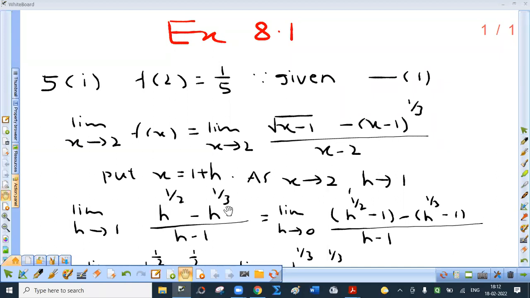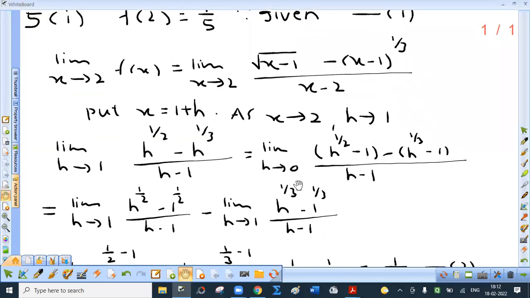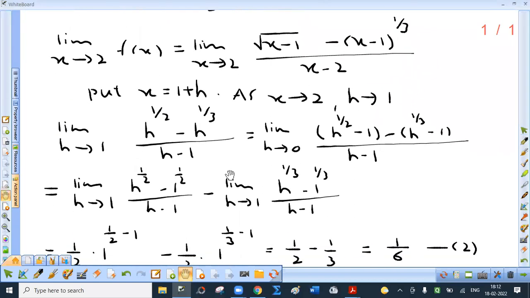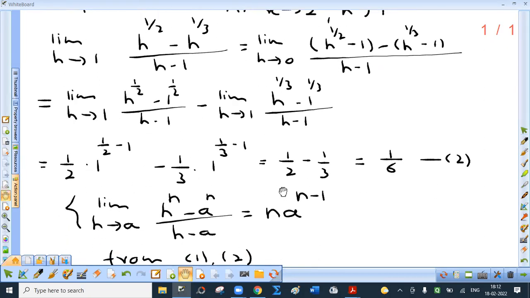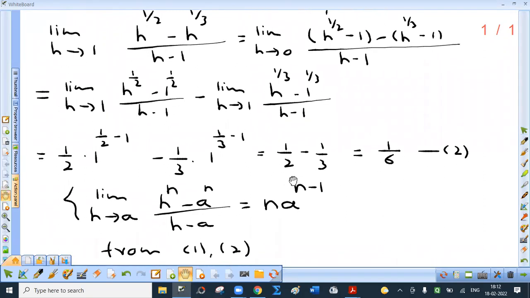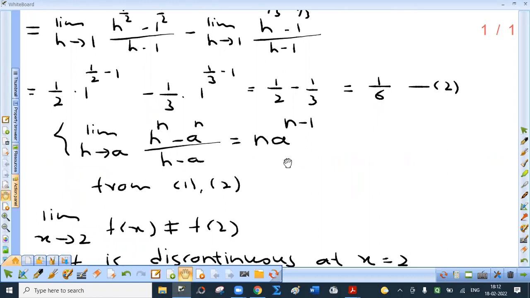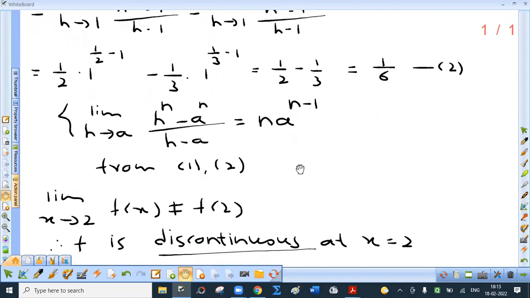Now in the numerator, subtract 1, add 1. Then split the numerator. Now this is of which type? Limit x tends to a, x raised to n minus a raised to n upon x minus a. What is the answer? n a raised to n minus 1. Use that result. So you will get half minus 1 by 3, that is 1 by 6. Now from 1 and 2, it is clear that limit x tends to 2, f of x is not equal to f of 2. So the function is discontinuous at x equal to 2.